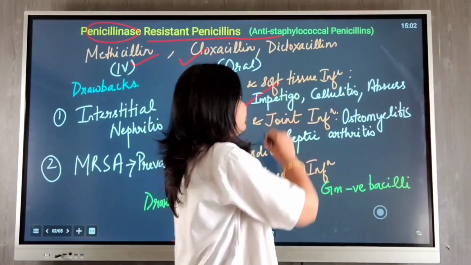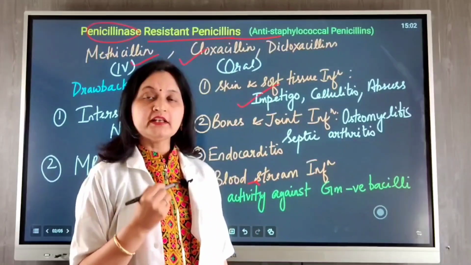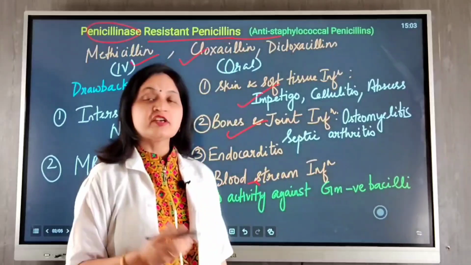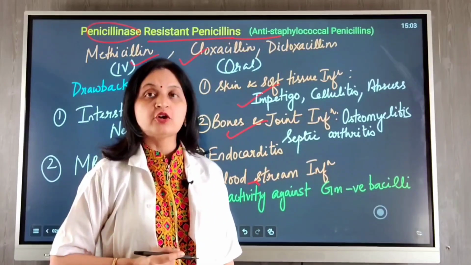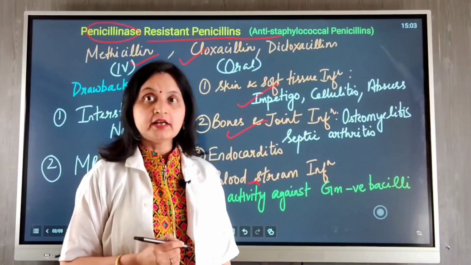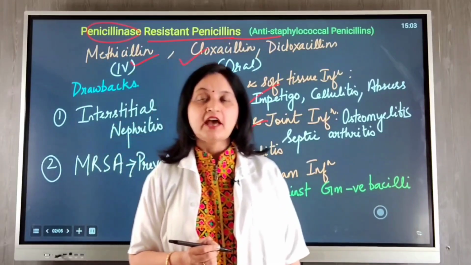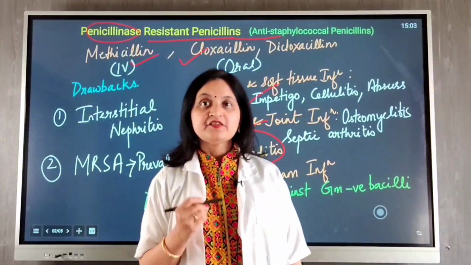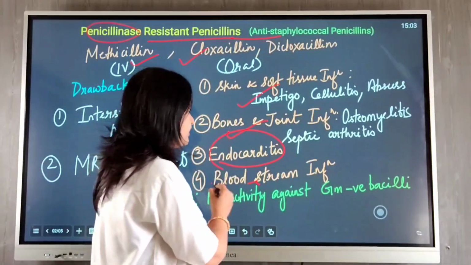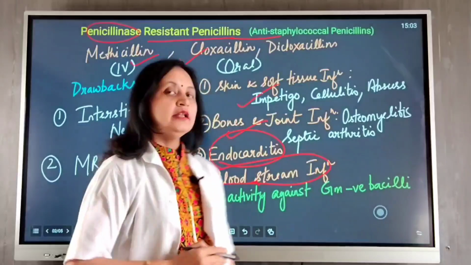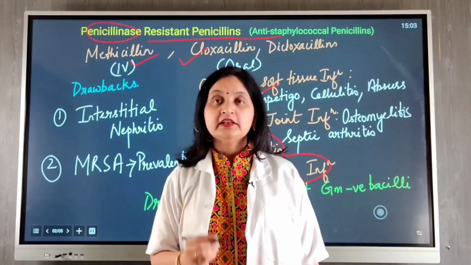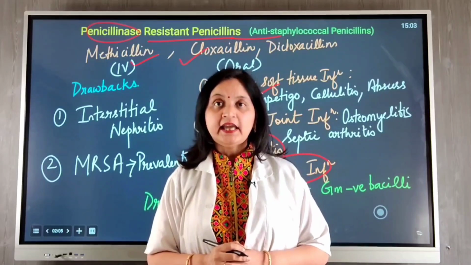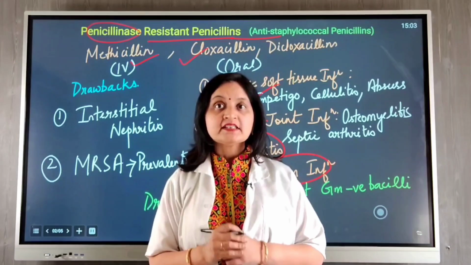The infections that are caused by Staph aureus are skin and soft tissue infections such as impetigo, cellulitis, wound infection and abscess formation. Next are bone and joint infections such as osteomyelitis, where Staph aureus is the causative organism, and septic arthritis, which is caused by methicillin sensitive Staph aureus. Thirdly, endocarditis that is caused by methicillin sensitive Staph aureus. Next, bloodstream infections or bacteremia caused by Staph aureus, particularly methicillin sensitive Staph aureus. So this group of penicillins is highly active against infections caused by Staph aureus.